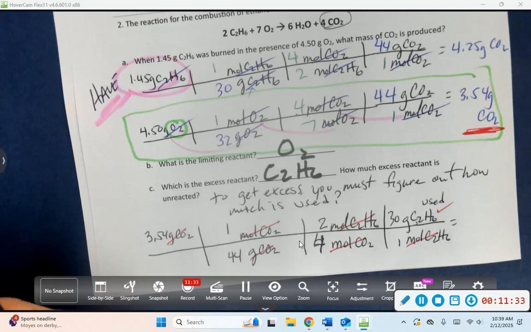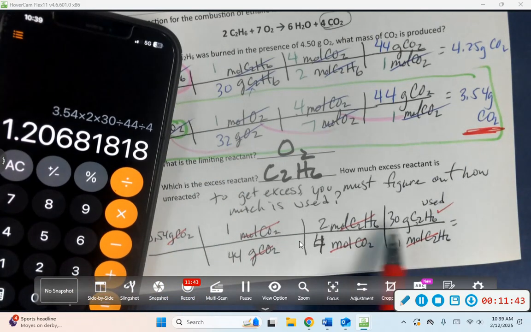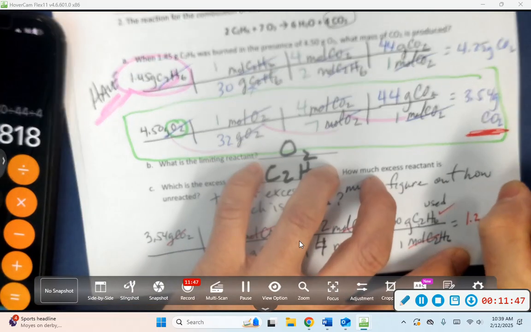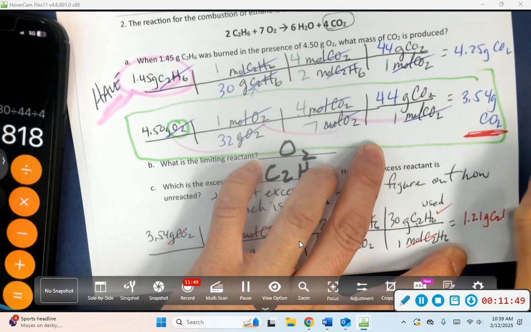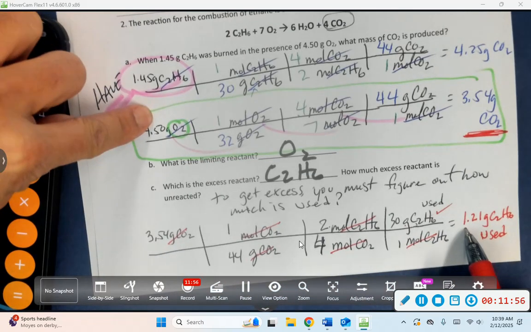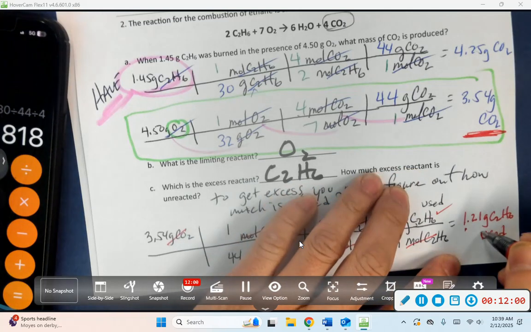I'm going through this fairly fast, so if you need help, replay it, slow it down. So I get 1.2. See? 3.5 times 2 times 30 divided by 44 divided by 4. So I get 1.21 grams of C2H6 used. Right? So if we have this much, and we have that much oxygen, we won't have any extra. But because we only use that much, that's not the answer though.